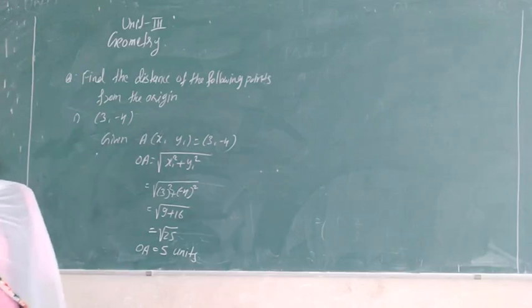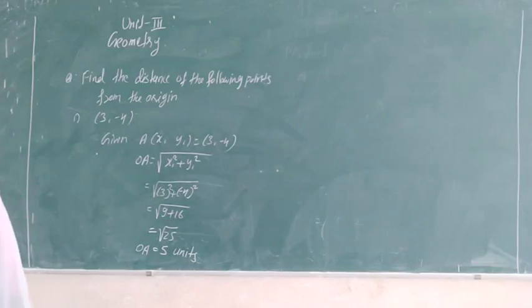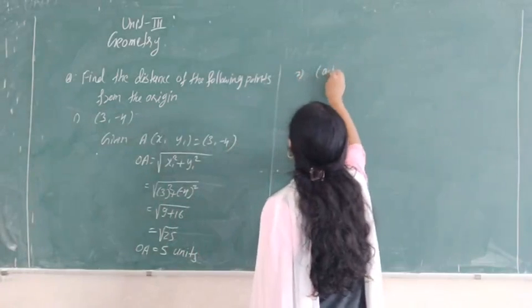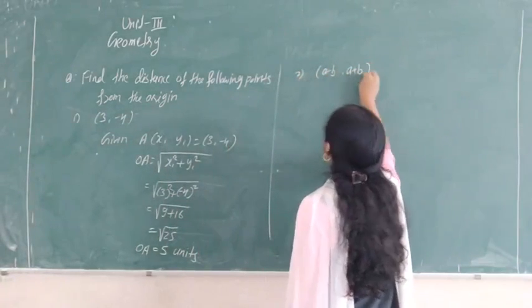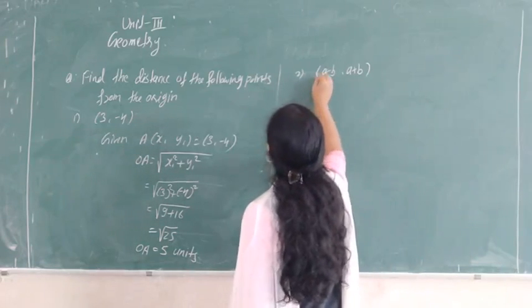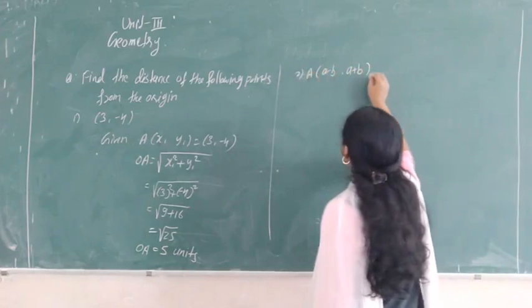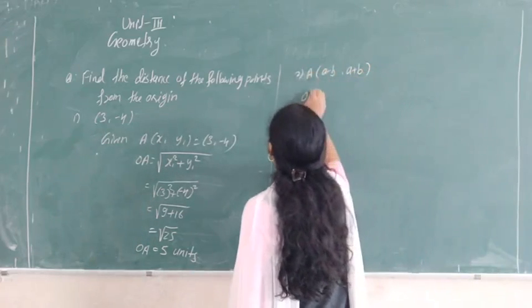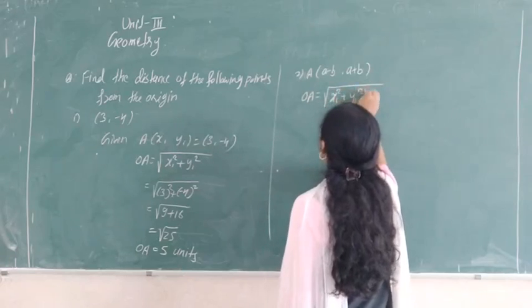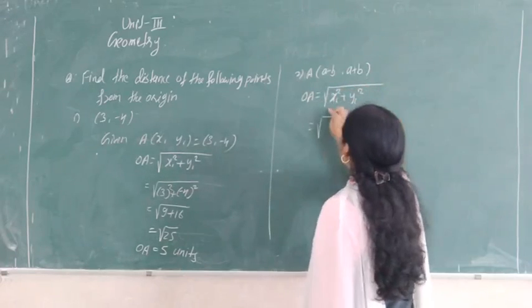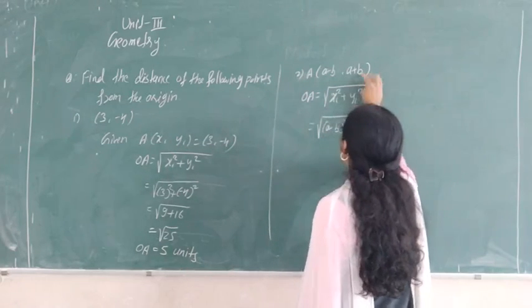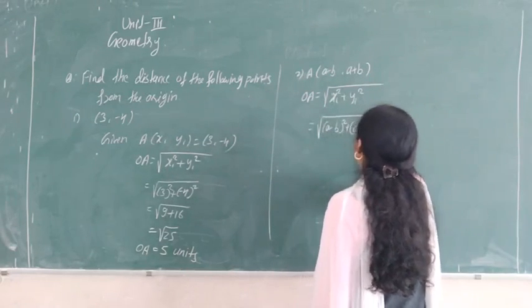Similarly, the next point is (a minus b, a plus b). Again we can use the same formula. Let us denote it as A (x1, y1). So OA is equal to the square root of x1 square plus y1 square. What is x1? a minus b, so (a minus b) whole square, plus what is y1? a plus b, so (a plus b) whole square.